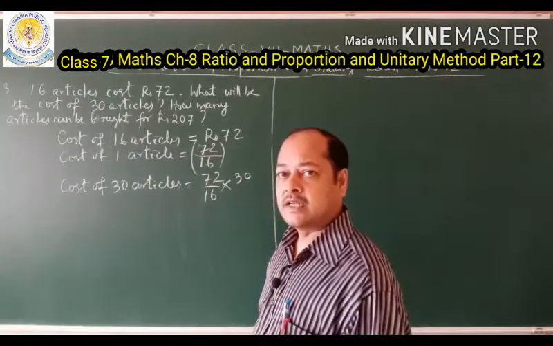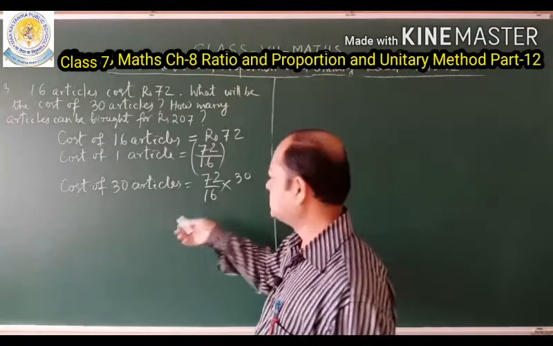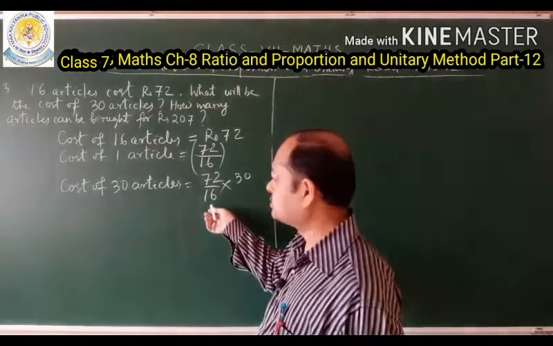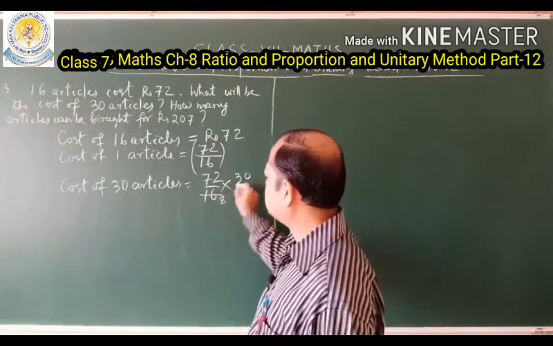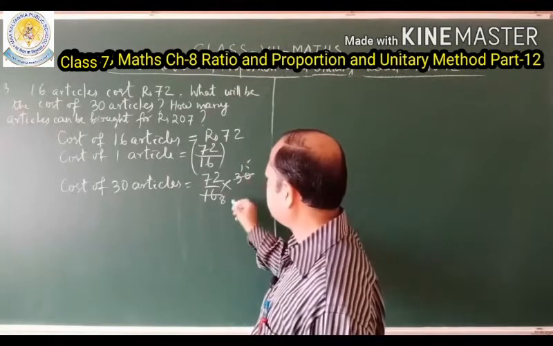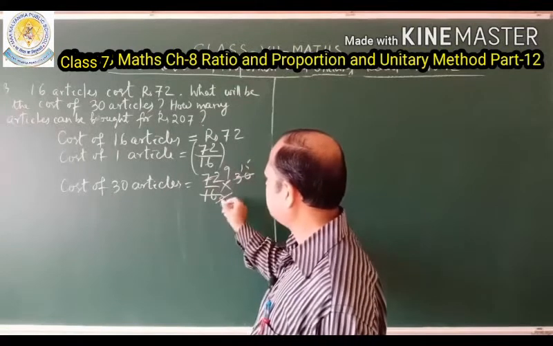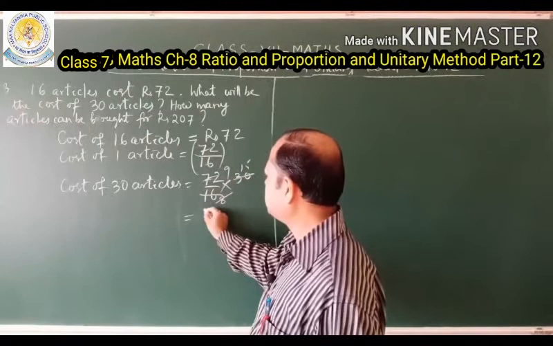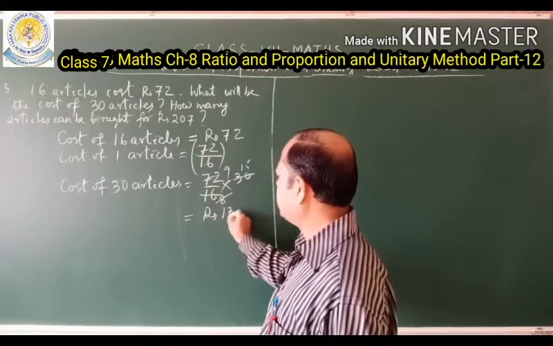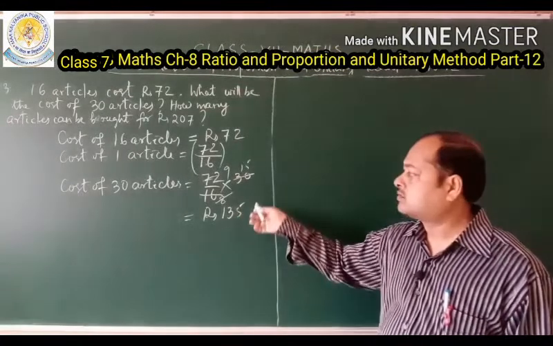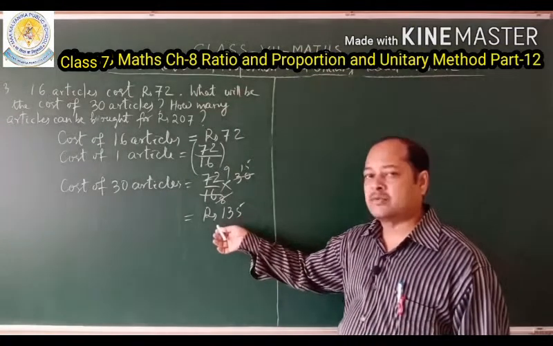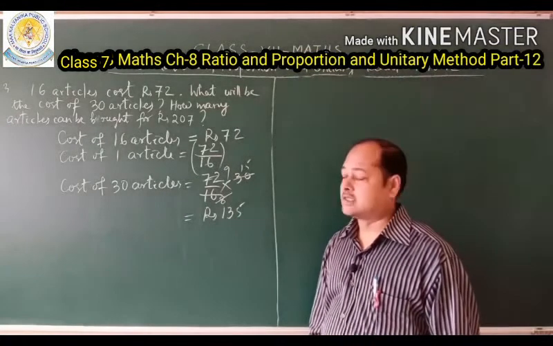The required quantity is 30 articles. You can solve it here also. How much will it be? 2 eights are 16 and 2 fifteens are 30, again 8 nines are 72 and 15 nines are 135. So that is 135 rupees. After solving this, we got 135 rupees for 30 articles.